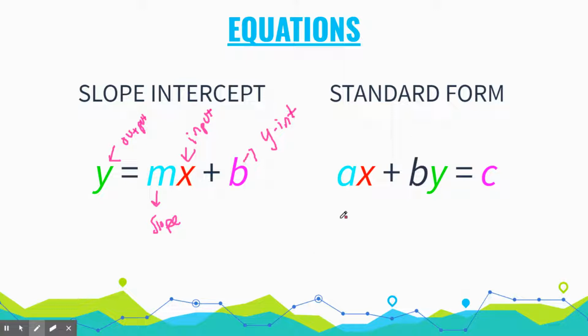Okay, so now if we look at this form, this is called standard form. And standard form shows you A, which is your slope, divided by B. So the B here, that's what A represents. And C represents your y-intercept, but also divided by B. But X is still our input, and Y is still our output.